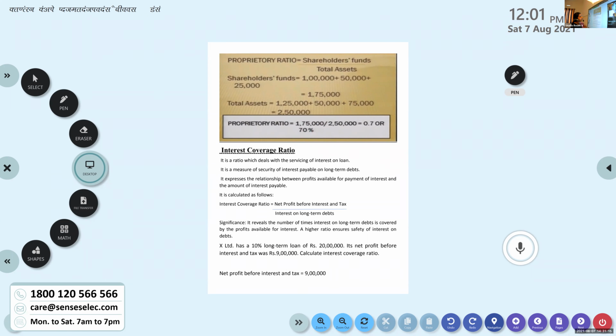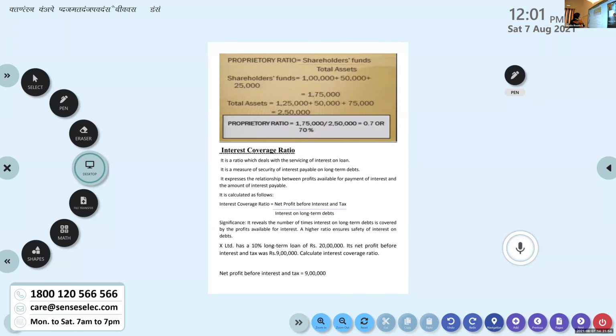And the formula to calculate this is net profit before interest and tax divided by interest on long-term debts. Interest coverage ratio is equal to net profit before interest and tax, divided by interest on long-term debts.